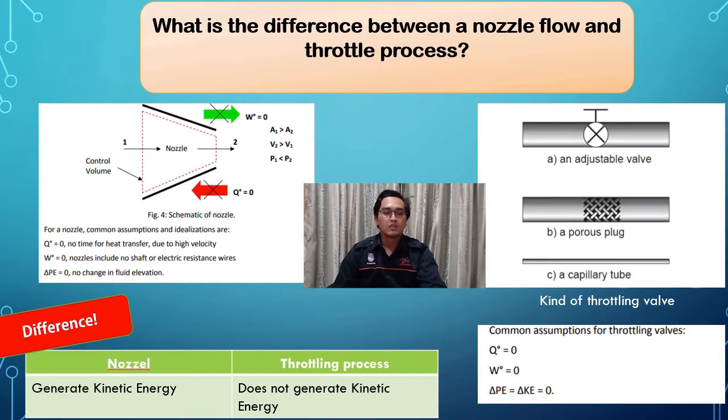Next, we discuss the difference between a nozzle flow and a throttling process. The nozzle generates kinetic energy by accelerating fluid from high pressure to low pressure. In the throttling process, fluid also flows from high pressure to low pressure, but the pressure drop does not generate kinetic energy, because in the throttling process the pressure drop is due to flow restriction and this represents a loss. In throttling, a throttle valve is used to restrict the fluid flow. As characteristics of the throttling process, no heat transfer and no work transfer is done by this process.